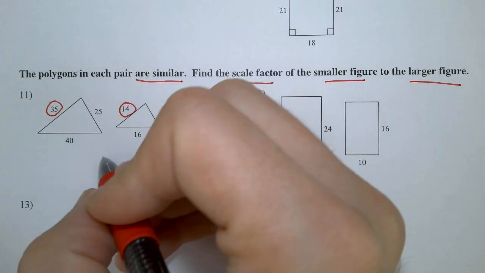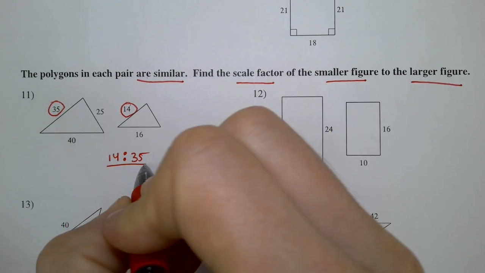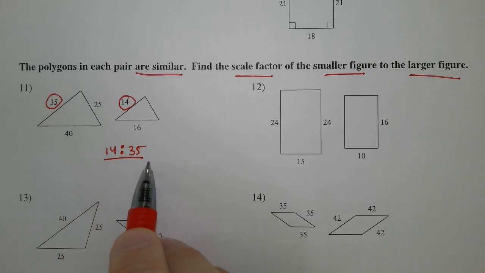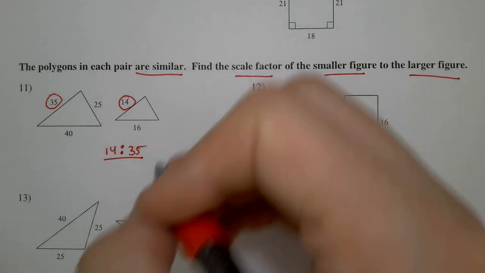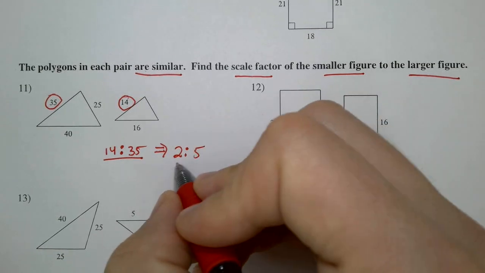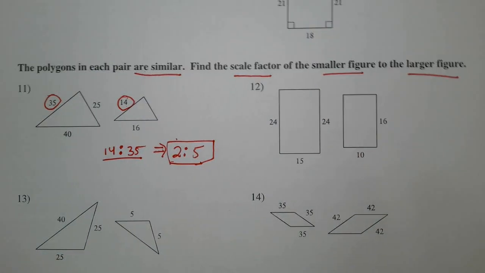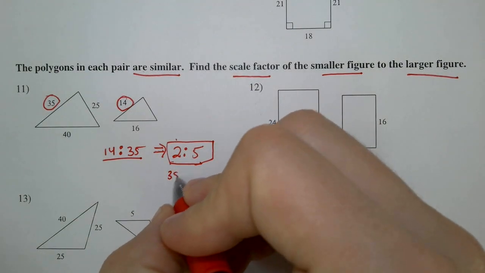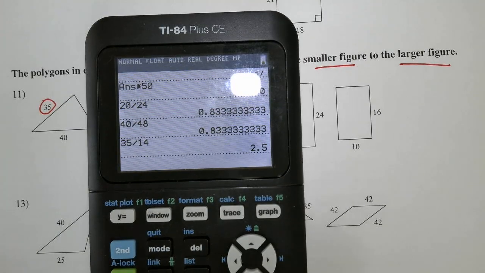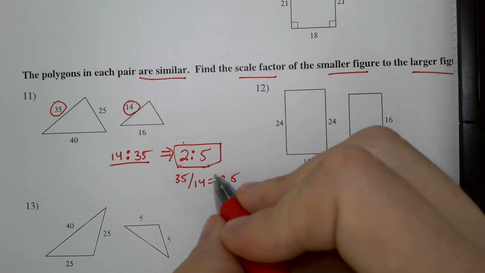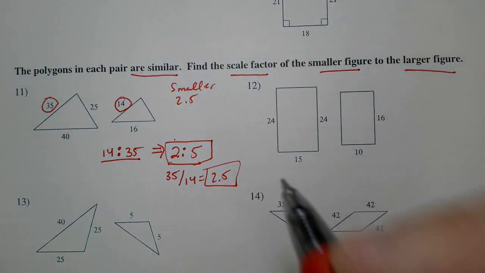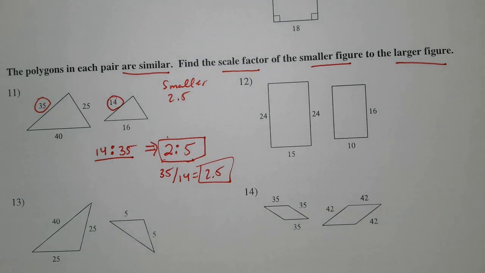So we got 14 to 35. This is how you write the scale factor, or at least the ratio of the scale factor. And you can divide if possible, and they do both divide by 7. If we divide these both by 7, 14 divided by 7 is 2, and 35 divided by 7 is 5. So the ratio of the smaller to the bigger is 2 to 5. The other thing you could do is 35 divided by 14, which is 5 divided by 2, which is 2.5. So that means that the scale factor is 2.5, which means that the smaller one is 2.5 times smaller, and the larger one is 2.5 times as big. Okay? That is how you do that.